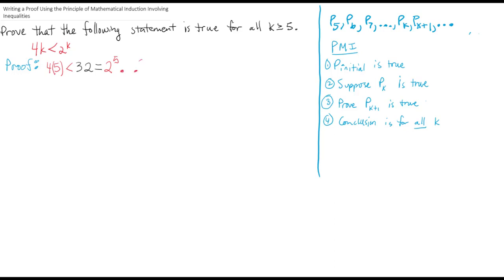Well, therefore, what can we say? 4 times 5 is less than 2 to the 5th. And that is true. In fact, that is proposition of 5. Therefore, proposition of 5 is true. So we got our initial step. How did we know to start with 5? It says so. k is greater than or equal to 5.